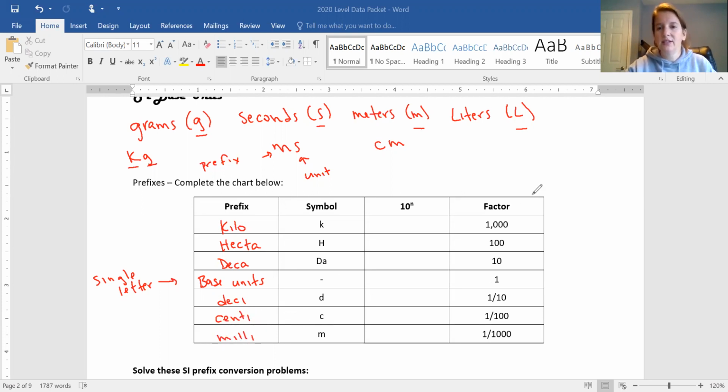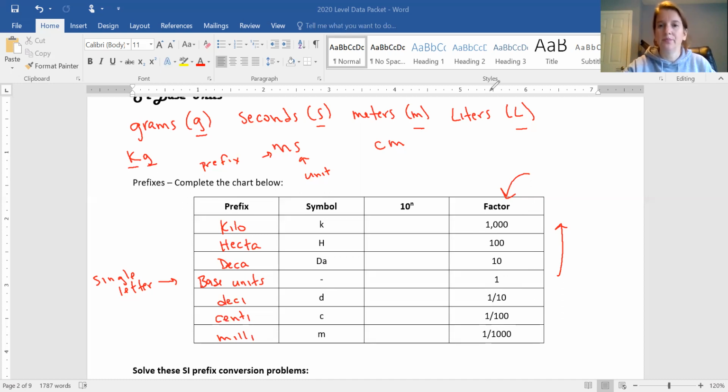So what this column over here is telling us is that each of these prefixes represents a factor of the base unit. So all of these measurements going up are a multiple of that. So a kilometer, a kilo, is 1,000 times the size of a base unit, whereas a milli, which is 1,000th of the base unit, is a much, much smaller value there.